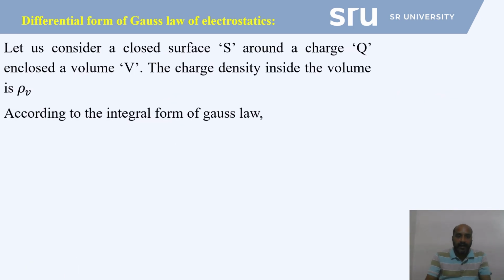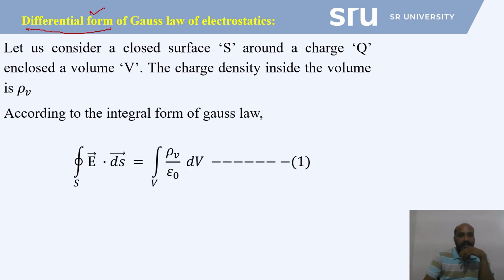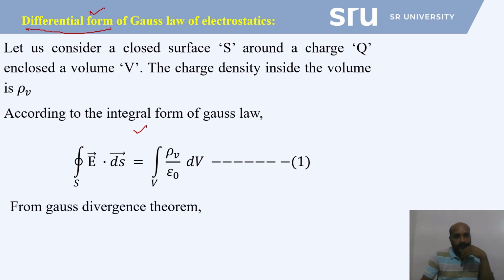And we'll write the same equation, Gauss law of electrostatics, but in differential form, right? For that, first we'll take the integral form of that equation. As per our previous slide equation, the closed surface integral of E dot ds is equal to the volume integral of the volume charge density by epsilon naught into dV. And for that, we'll apply the Gauss divergence theorem.